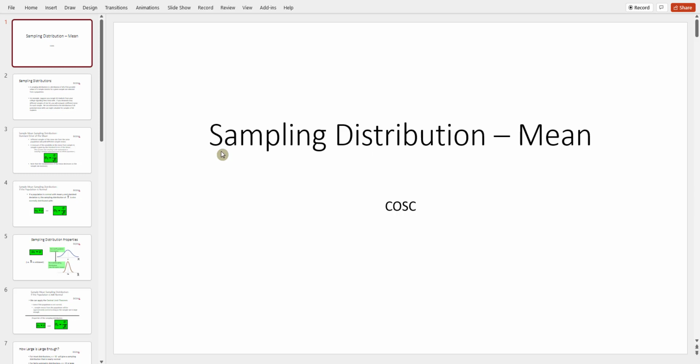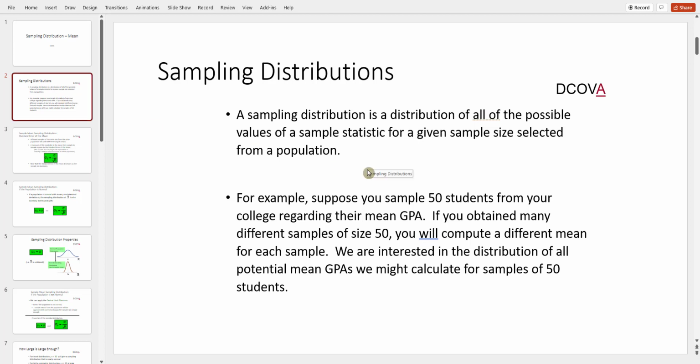In this video, I will discuss sampling distribution about the mean. A sampling distribution is the distribution of all of the possible values of a sample statistic for a given sample size selected from a population. For example, suppose you sample 50 students from your college regarding their mean GPA. If you obtain many different samples of size 50, you will compute a different mean for each sample. We are interested in the distribution of all potential mean GPAs we might calculate for samples of 50 students.